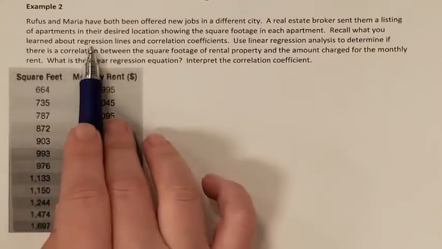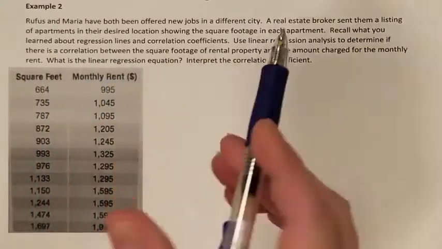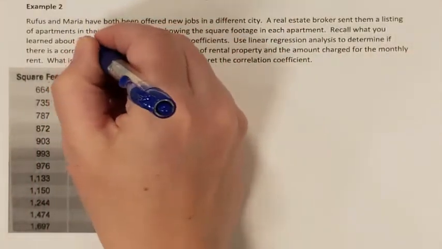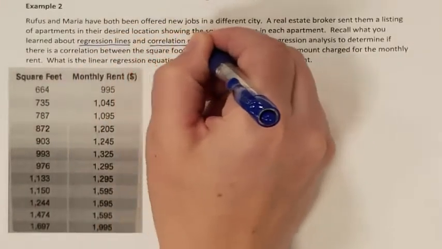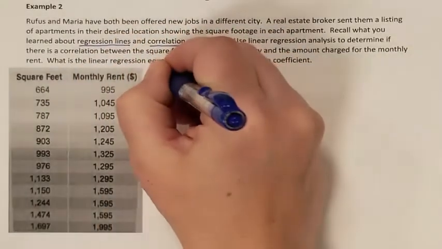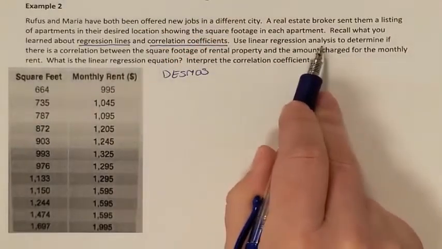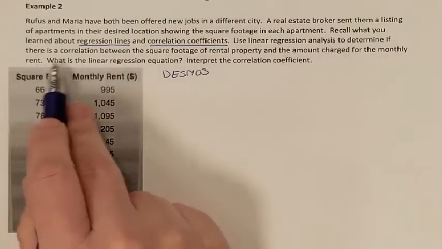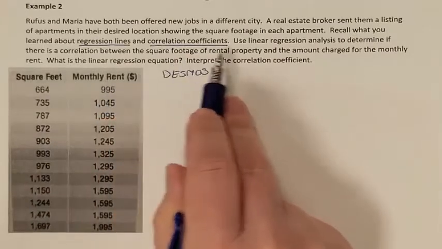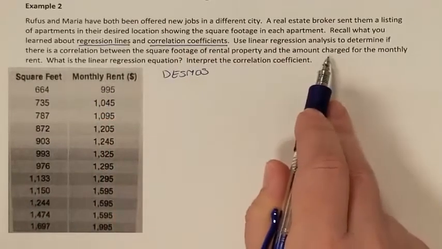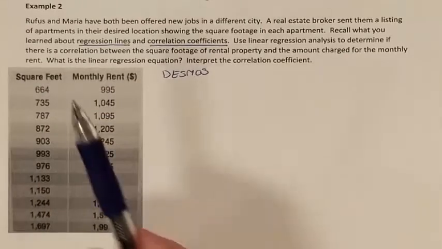Recall what you learned about regression lines in correlation coefficients. We are going to use Desmos to help us with both of these concepts. So you are going to need to get onto Desmos. It says use the linear regression analysis to determine if there is a correlation between the square footage of the rental property and the amount charged for monthly rent.